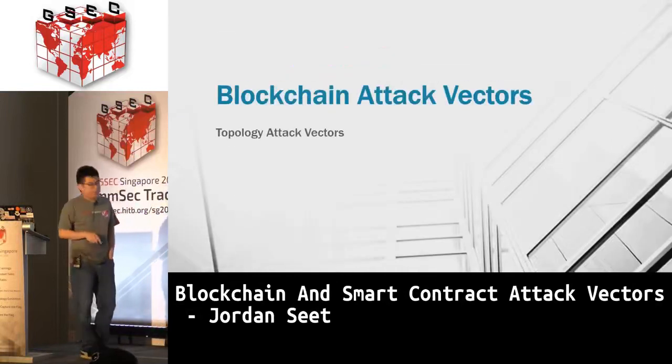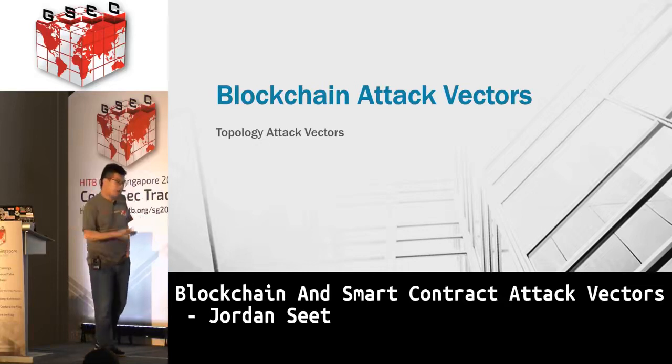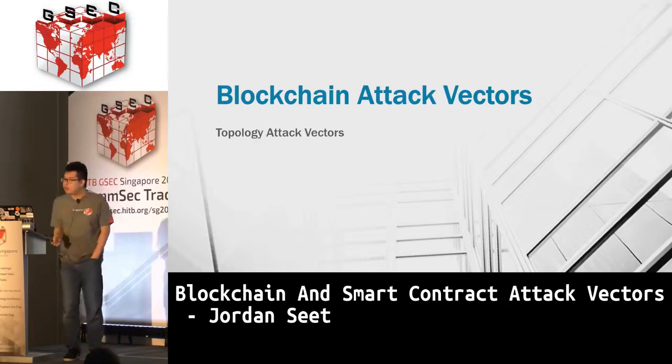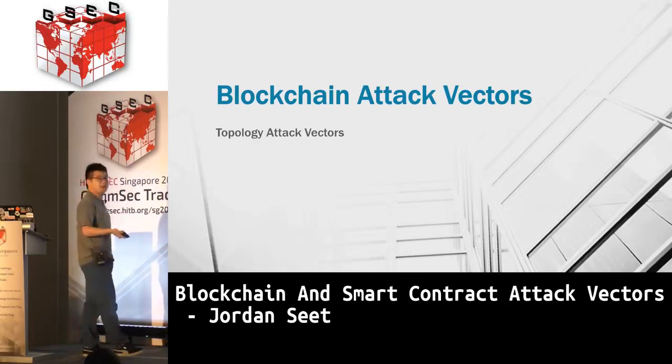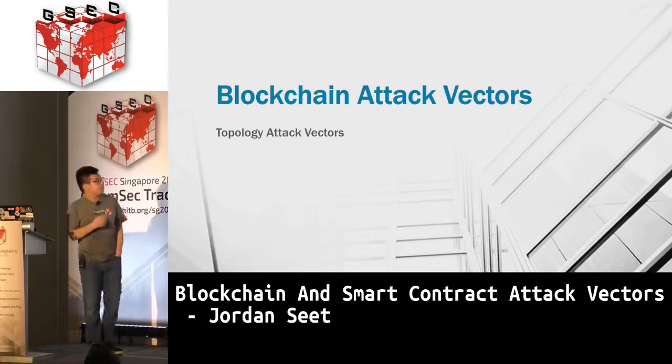So my final part of the presentation will be topology attack vectors. So let's say you don't have a computer. You cannot write a smart contract to attack the network. You don't have hashing power, and you don't have an account on Ethereum. How else can I attack a blockchain? I can use network topology, telecommunications.